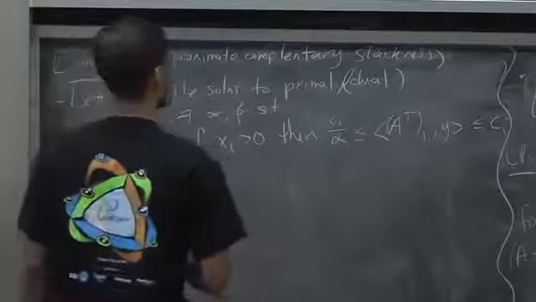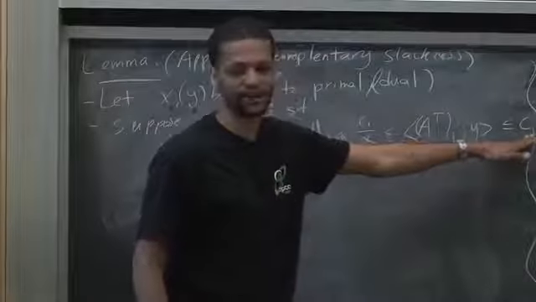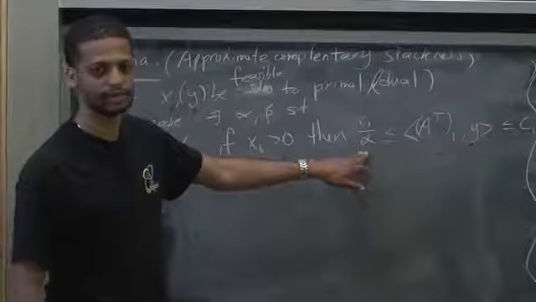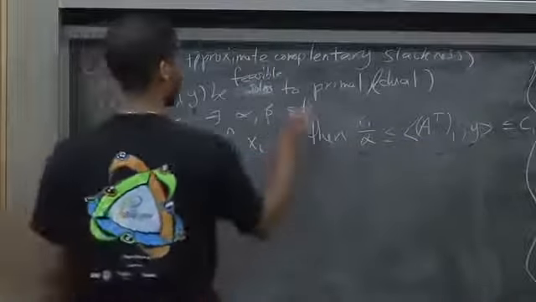Just to be clear, X is a feasible solution to the primal, which means it doesn't necessarily achieve the minimum, but it satisfies all the constraints. Y is also feasible for the dual. So it's not necessarily optimal, but it satisfies all the constraints. So suppose that X and Y are feasible solutions to the primal and dual, such that we can say the following. If xi is bigger than 0, then not only is the ith constraint satisfied in the dual, but it's pretty well satisfied. Say alpha and beta are bigger than 0.